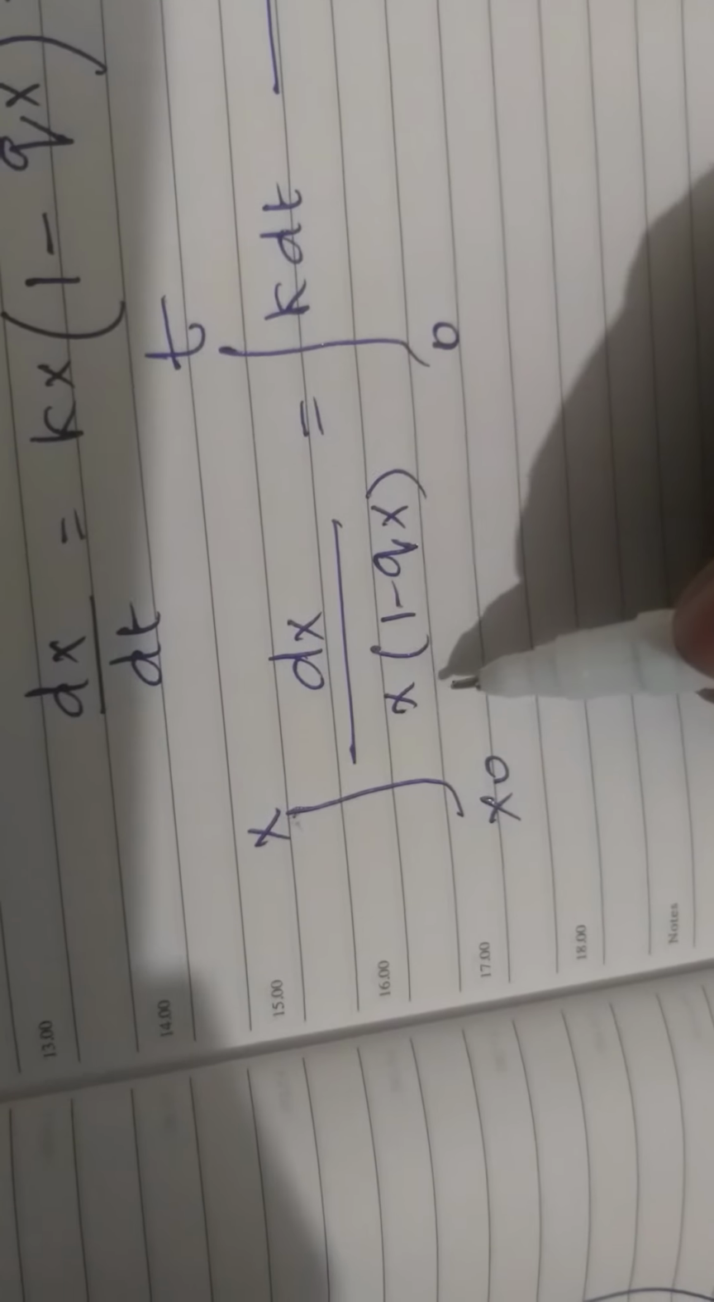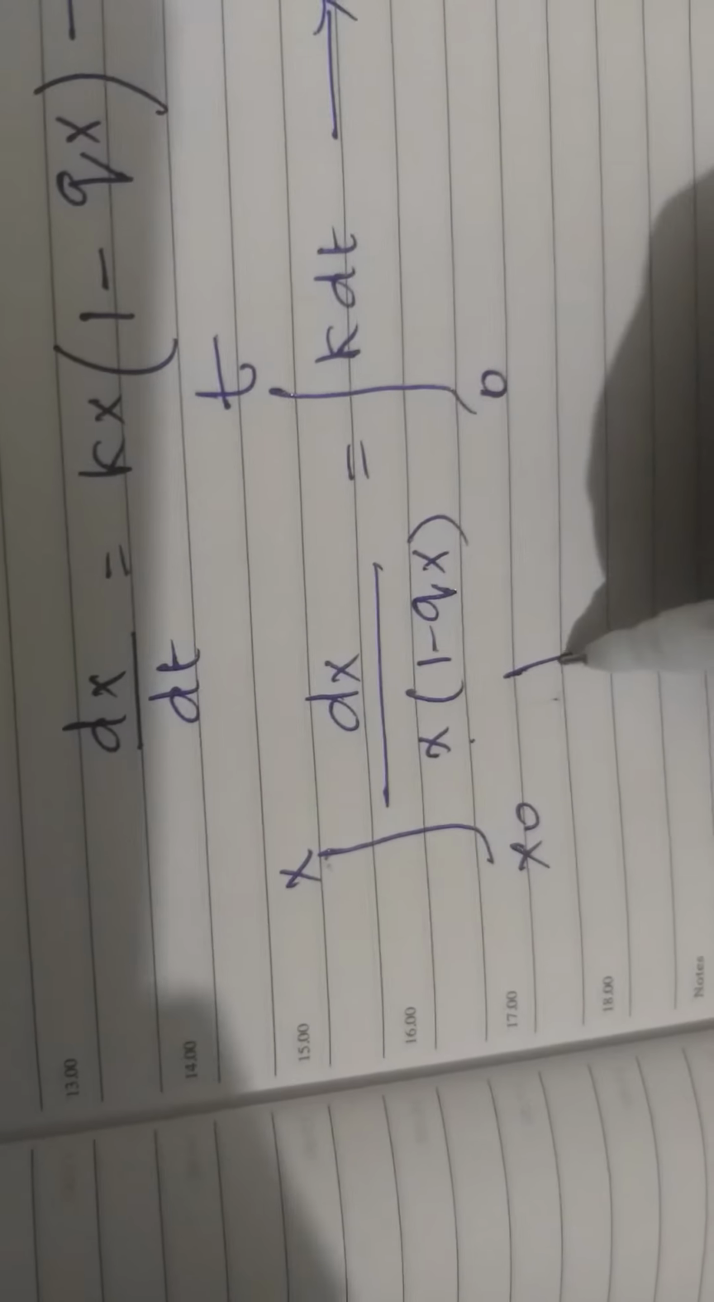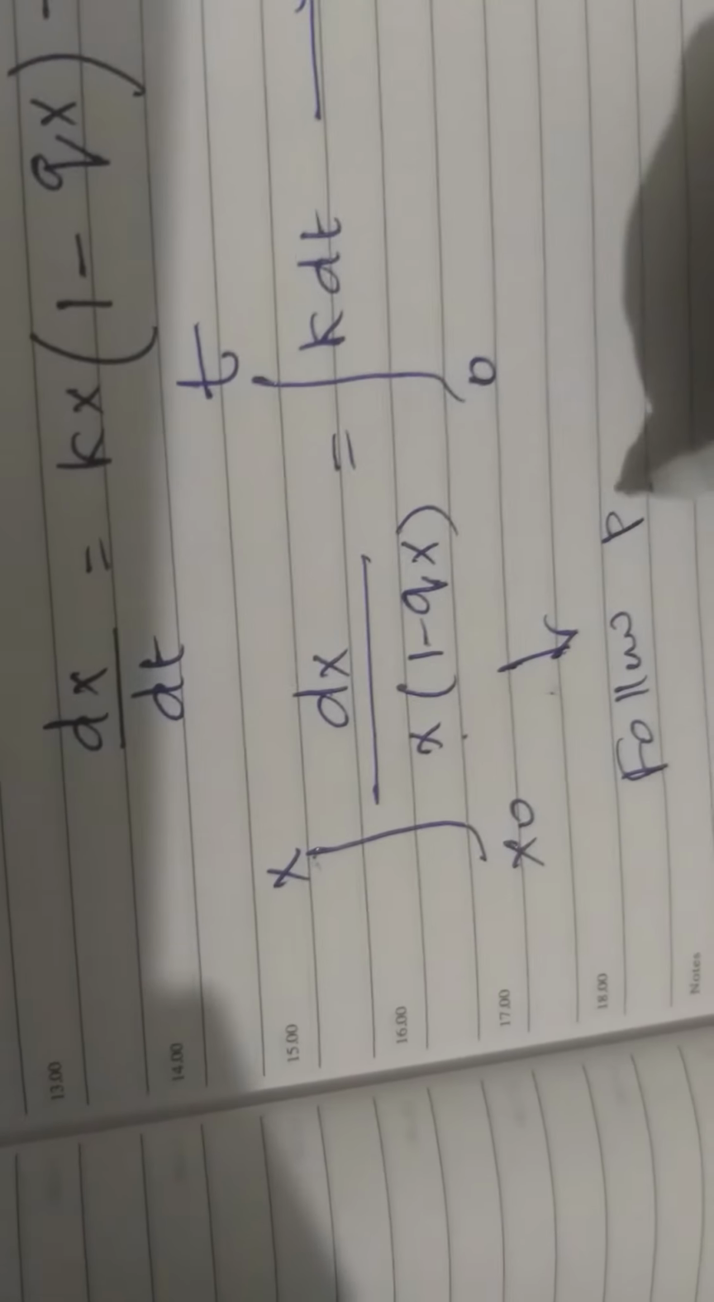So when you are integrating this term x into (1 minus qx), it is not easy to integrate directly. So follow the partial fraction method to simplify the integration.